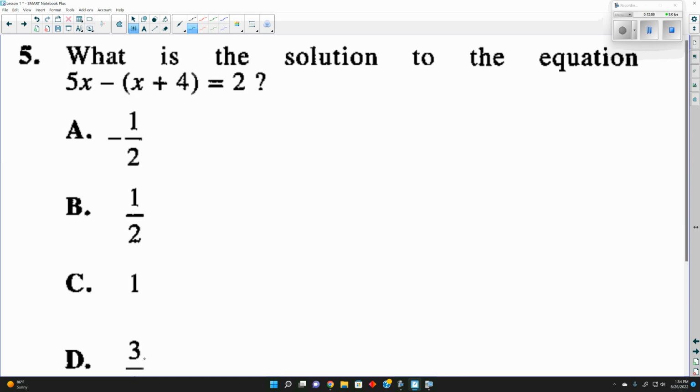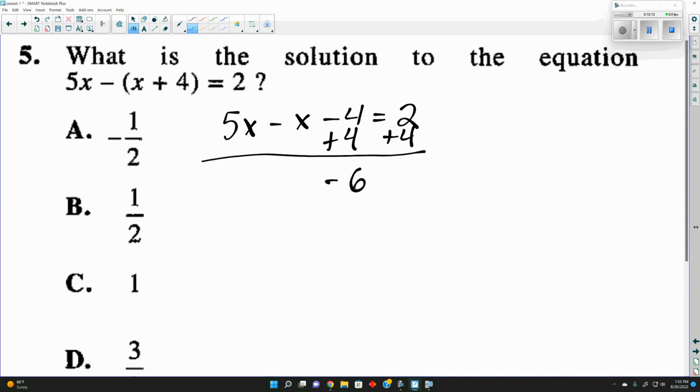Because if we work this out, it would be 5x minus x minus 4 equals 2. We can add the 4 over, which would tell us that this is equal to 6, yes? What's 5x minus x? So then I can divide by. Bless you. I think y'all would have got it faster just graphing it at this point.